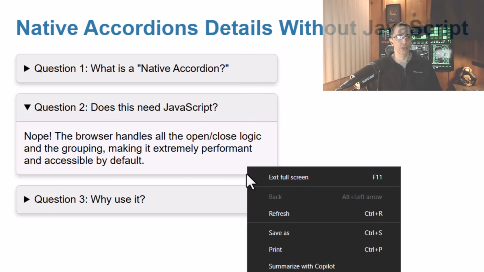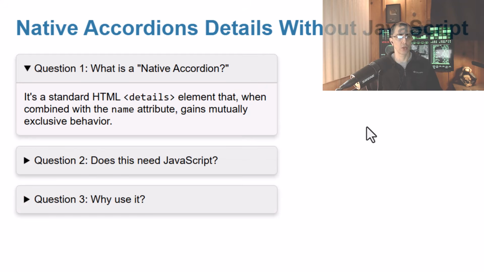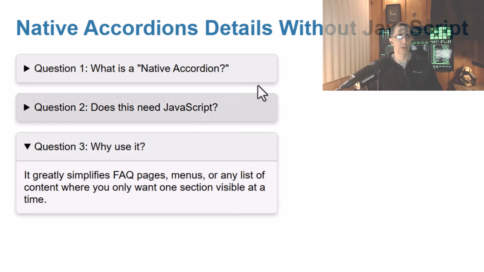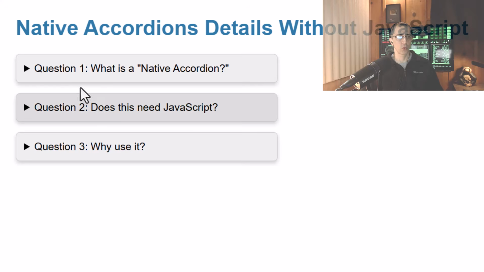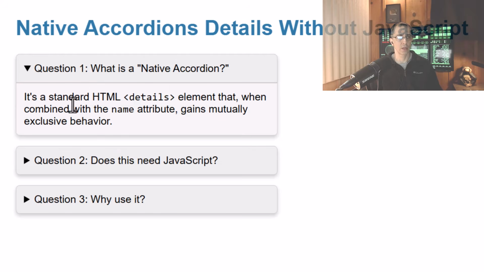And we'll also be showing you how to design them like this so they don't look so ugly, and you'll see how ugly they look without these designs in just a minute. So question 1 is, what is a native accordion? It's a standard HTML details element that, when combined with the name attribute, gains mutually exclusive behavior.